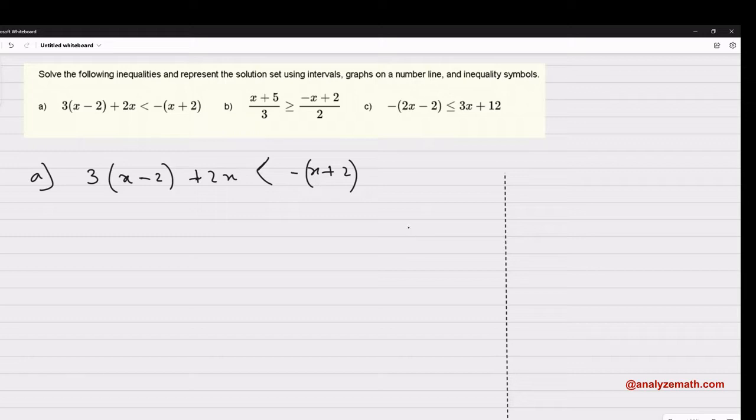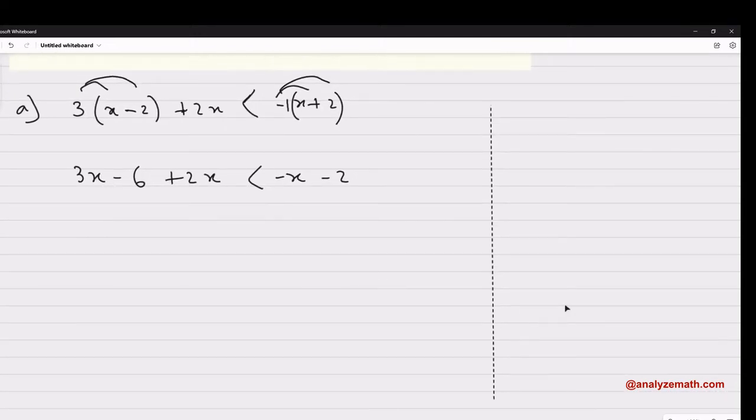So I start by expanding this part here, 3 times x gives me 3x, 3 times negative 2 is negative 6, plus 2x, less than. Now here, a negative sign in front of a bracket is like a negative 1 multiplied. So we expand normally: negative x, negative 2. Good.